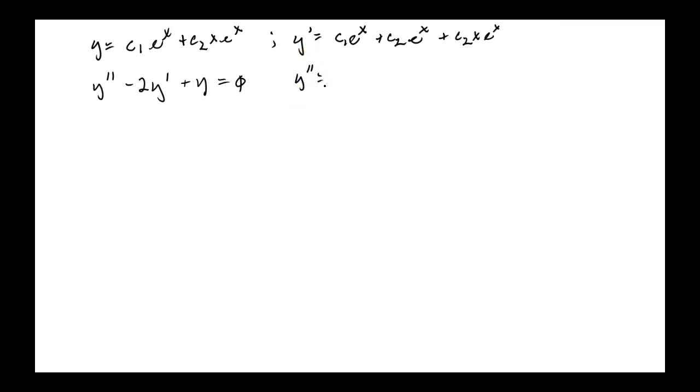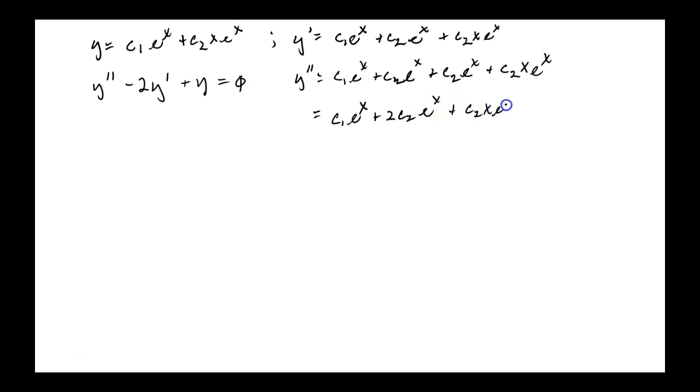And what would that be? C1 e to the x plus C2 e to the x plus C2 e to the x plus C2 x e to the x. Very good. And we can combine these two like terms here and have C1 e to the x plus 2C2 e to the x plus C2 x e to the x.